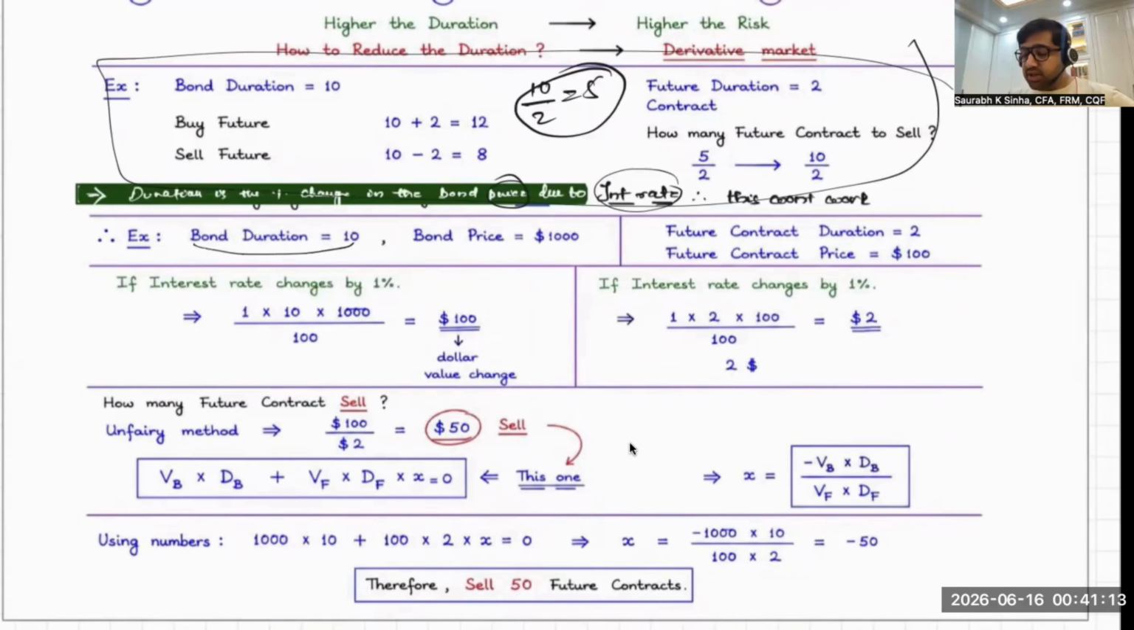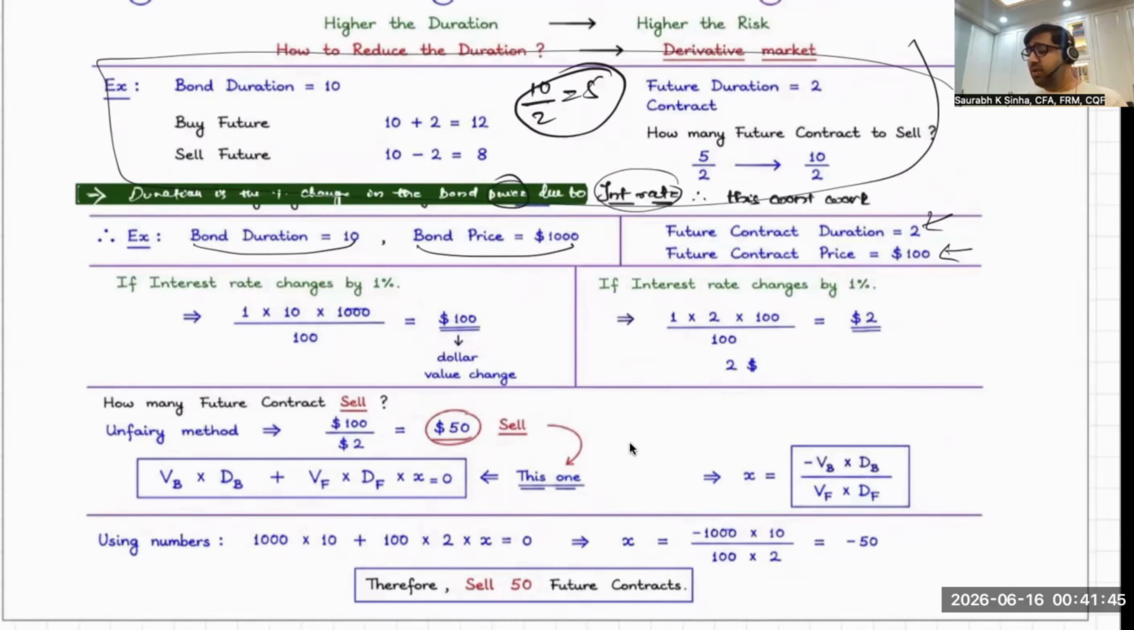So now bond duration is 10 and bond price is 1000. Futures contract duration is 2. Futures contract price is 100. Then, first of all, let's understand what duration means. If interest rate changes by 1%, then the bond price will change by what? 10%. So 10 upon 100 into the bond price, that is the dollar value change. So the dollar value change is $100.